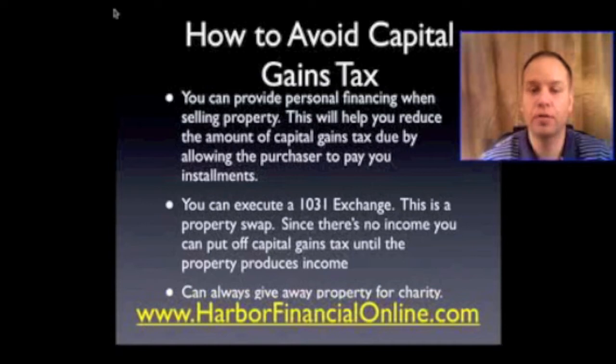Other ways: you can provide personal financing when selling property. This will help you reduce the amount of capital gains tax by allowing the purchaser to pay you in installments. This could be if you're selling a house, land contract, or selling a car, setting up installments, because that way the capital gains tax is going to be on those monthly installments. Okay, so that's how you're going to lower it.